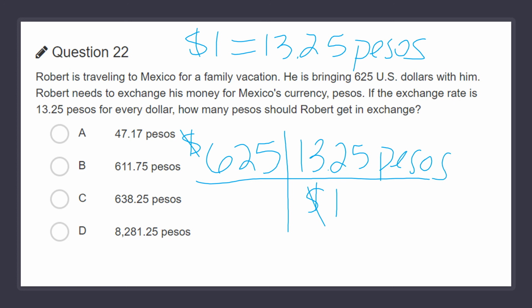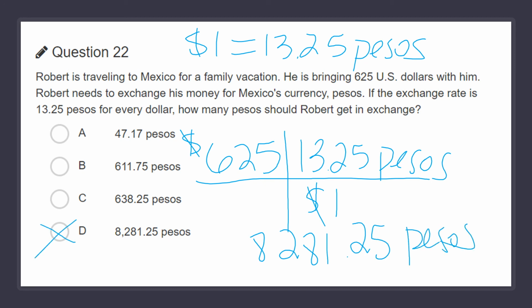So from here, I'm going to go to my calculator. I just need to do 625 times 13.25. I don't really need to hit the fraction button because in the bottom it's only a 1. So if I divide by 1, it's not going to change any answer. So if I do that, that will give me 8,281.25 pesos. So answer choice D.